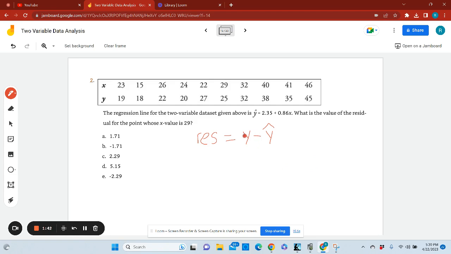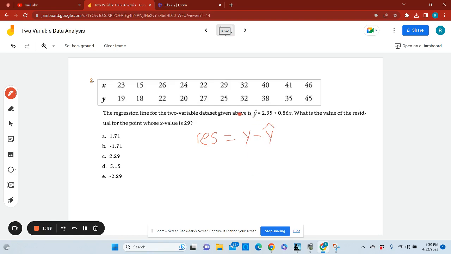Okay? If my data point falls above the line, that means y is going to be bigger than the prediction, and I'll have a positive residual. If my dot falls below the line, that means my actual y value is less than what the line predicted, and I'm going to have a negative residual.